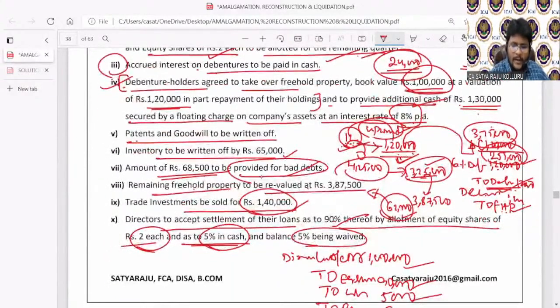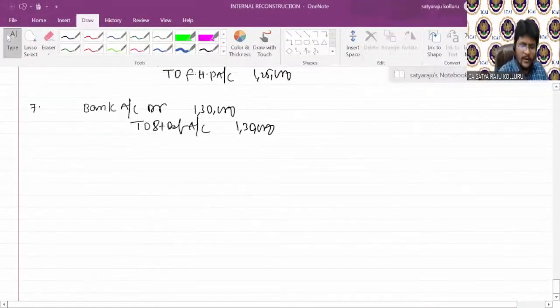Point number 5, patents and goodwill to be written off. We will consider at final. No worries, we will consider at final stage. Inventory to be written off. In a single entry, we will pass all these things. And amount of 68,500 to be provided for bad debts. Am I right? So for all these, decrease only. That means reconstruction loss only.